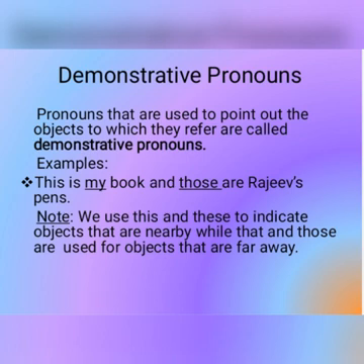Now this is my book and those are Rajiv's pens. We use this and these to indicate objects that are nearby, while that and those are used for objects that are far away. But we use all these words, this, that, these, those, whenever we want to point out an object in a sentence.